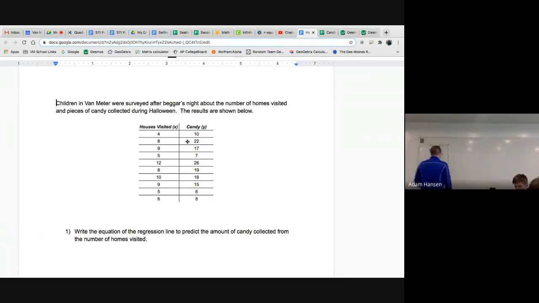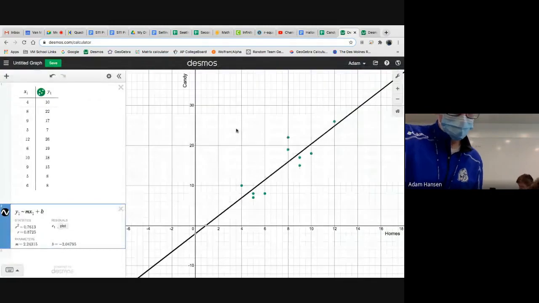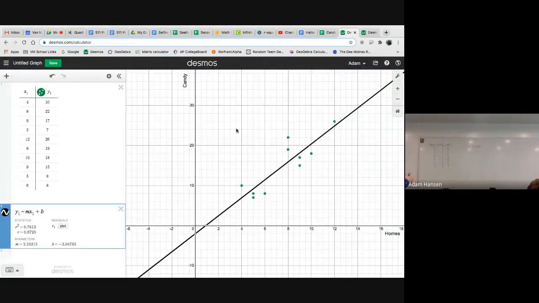Write the equation of the regression line. So number 1, y hat equals 2.24 times x, since the slope was about 2.24. What was the y-intercept? It was negative 2.05. Cool, got it.